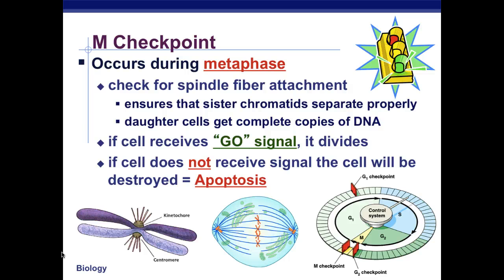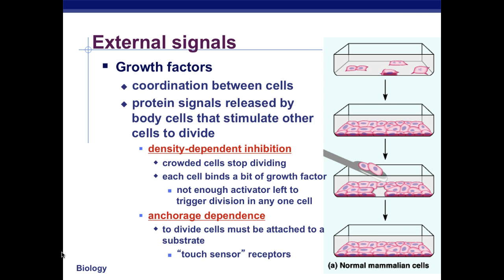So at all of these go signals, the go signals are called, there's an enzyme called cyclin. So cyclin is an enzyme that will build up, and that is the go signal for all of these go phases. External signals, we're looking at the growth factors, really the coordination between cells. There are protein signals released by the cell bodies that stimulate other cells to divide.